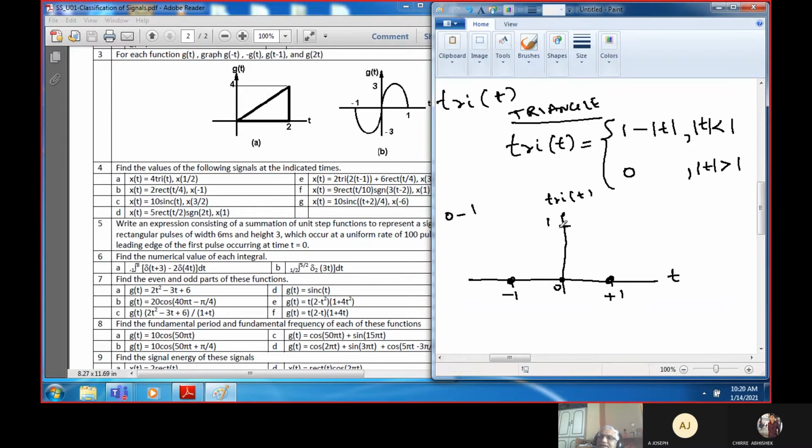So you get points like this. At t equal to 0, you get this point. At t equal to -1, you get this point. At t equal to +1, you get this point. This is the equation of a straight line. It's a linear equation. 1 minus t, no square or anything. So simply we can join these 2 points like this, and these 2 points also we can join like this. You understand? So this is called a triangle function.